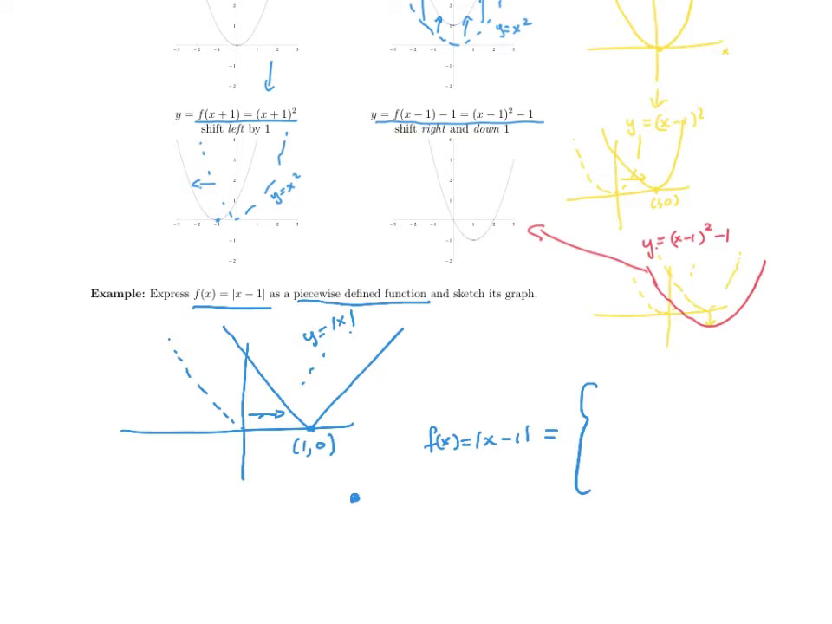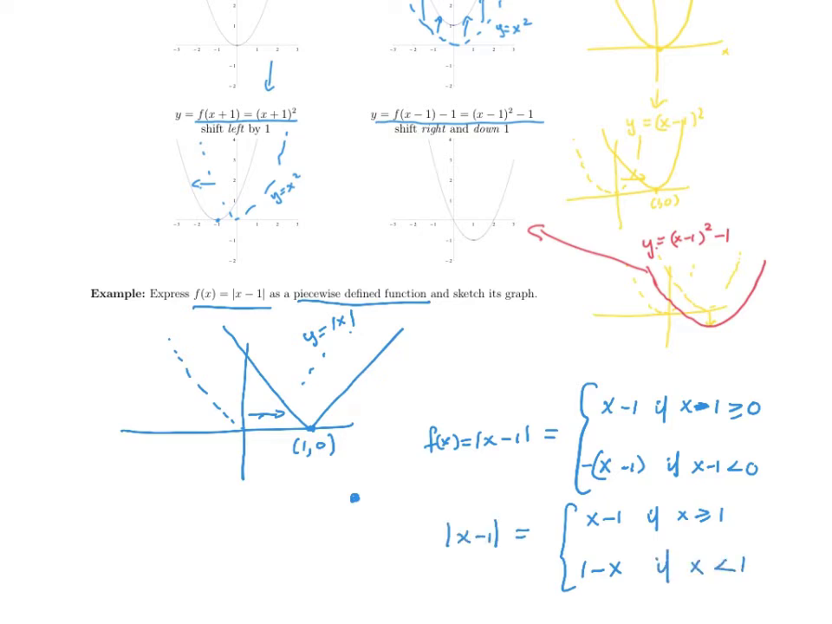So the absolute value of x minus 1 is x minus 1 if x minus 1 is greater than or equal to 0, and it's minus (x minus 1) if x minus 1 is less than 0. Now I can tidy up that description a bit. That's x minus 1 if x is greater than or equal to 1, and if I distribute the minus, I get 1 minus x on the bottom if x is less than 1. So that's a description of the absolute value of x minus 1 as a piecewise defined function, and its graph looks like this.